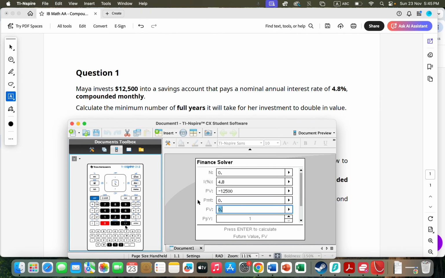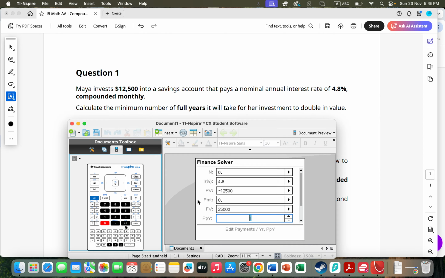Now future value is how much we are expecting out of this investment, which is double in value. So we put 25,000 as this one. Again, we're going to put this as a positive value because this is what Maya is hoping to get out of this investment, and this should be a cash inflow, so it should be a positive number in this case.